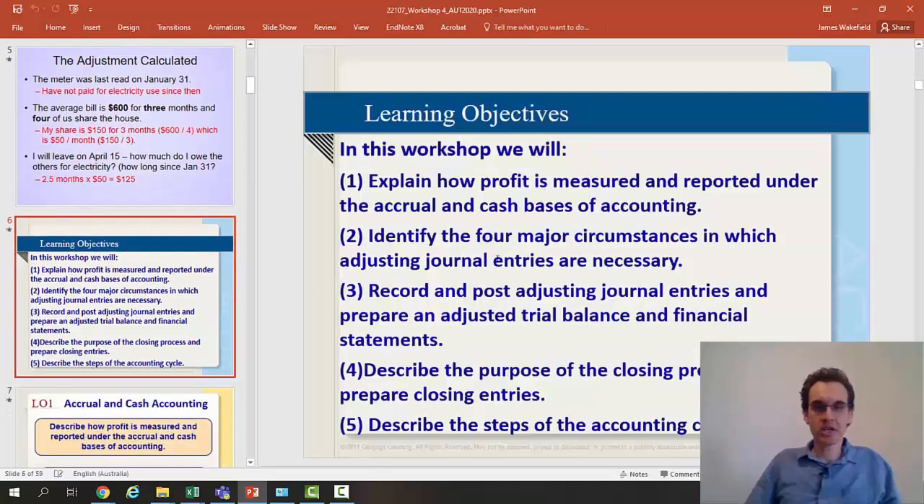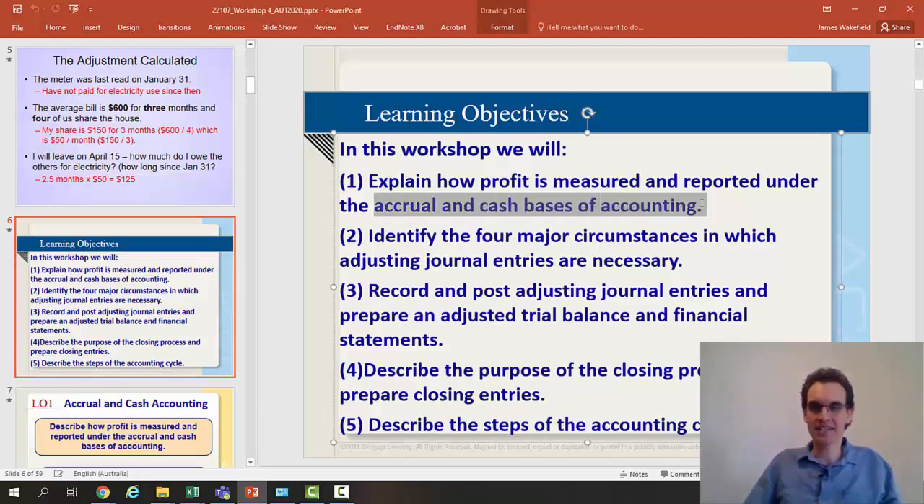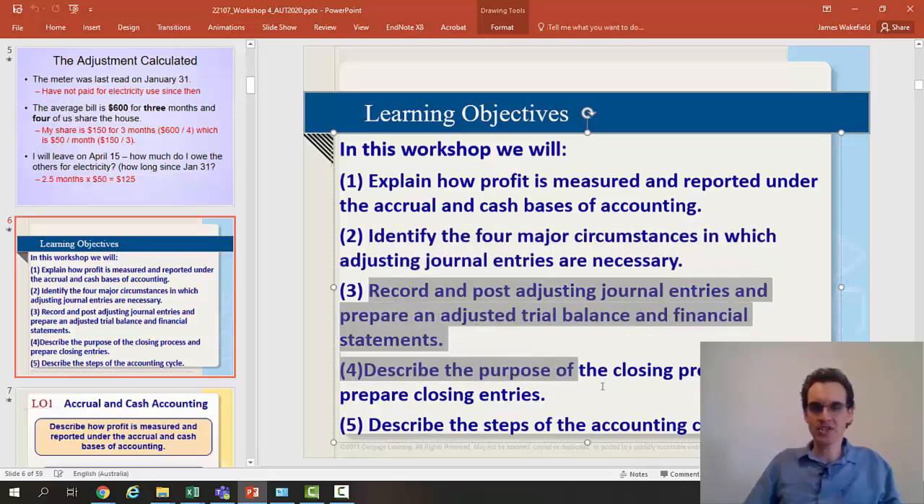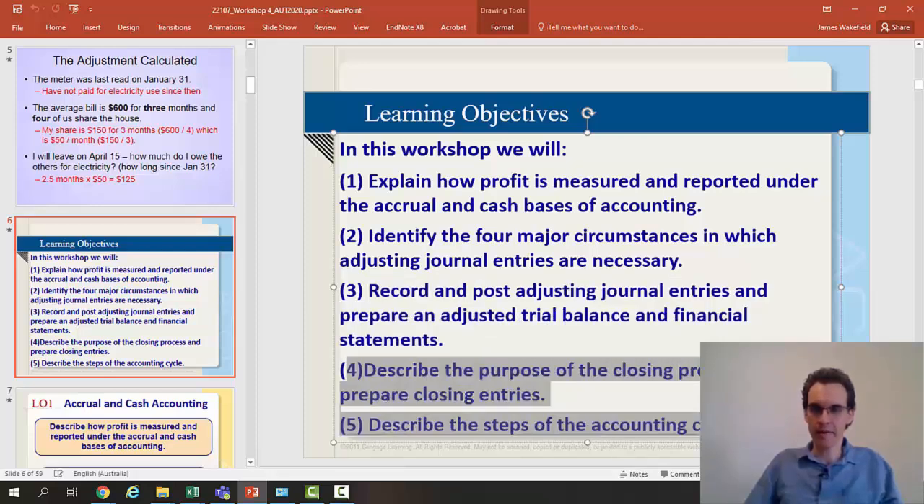So if we look at today's learning objectives, we have a number of them. The first thing that we're going to look at is what the difference between accrual and cash basis of accounting is. So accrual accounting is what adjusting entries essentially relate to. We're going to look at the major circumstances in which adjusting journal entries are necessary, and then we're going to consolidate those adjusting entries into our financial records so we can generate our financial statements, and then we'll have a look at what closing entries are all about towards the end of today's workshop.